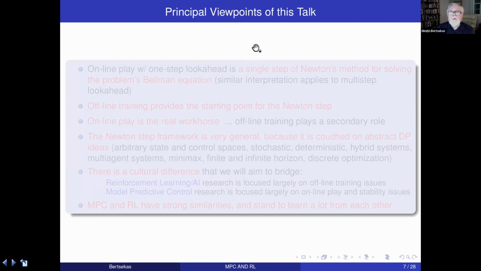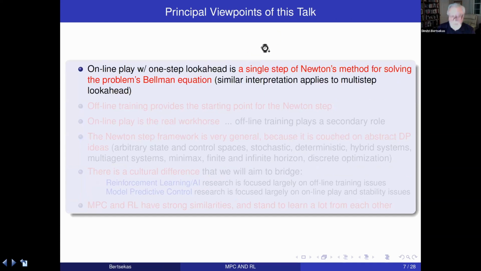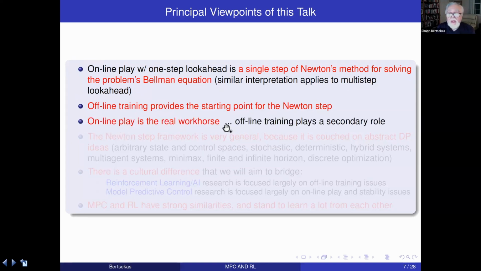So let me get into the principal viewpoints of this talk. I'm going to argue that online play with one-step look ahead is a single step of Newton's method for solving the problem's Bellman equation. And for multi-step look ahead, a similar interpretation applies. Now, the offline training provides the starting point for the Newton step and improves it. But the online play is the real workforce, while offline training plays a secondary role.